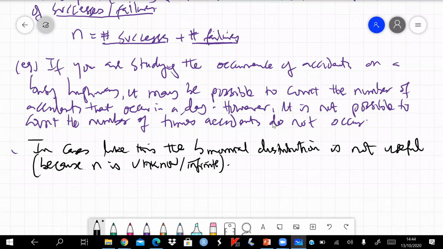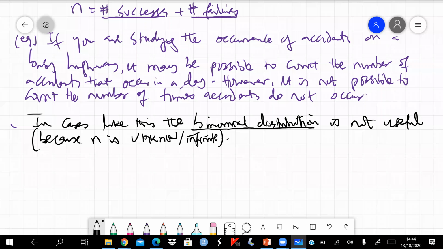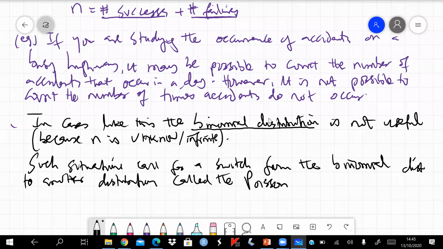Those situations, because the binomial distribution is not useful, call for the use of an alternative distribution, which is called the Poisson distribution, okay? Such situations call for a switch from the binomial distribution to another distribution called the Poisson distribution. So if n is infinite or if n is unknown, then you can no longer use the binomial distribution, and that means that you use another distribution called the Poisson distribution.